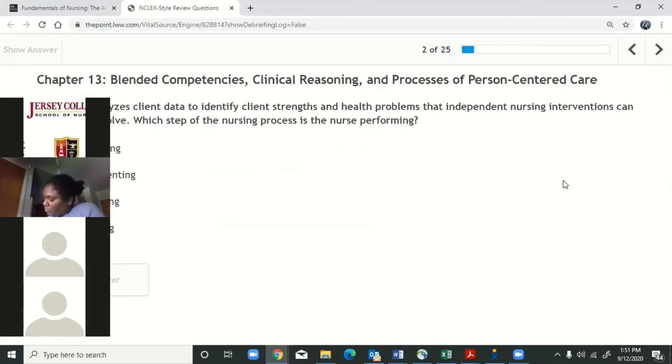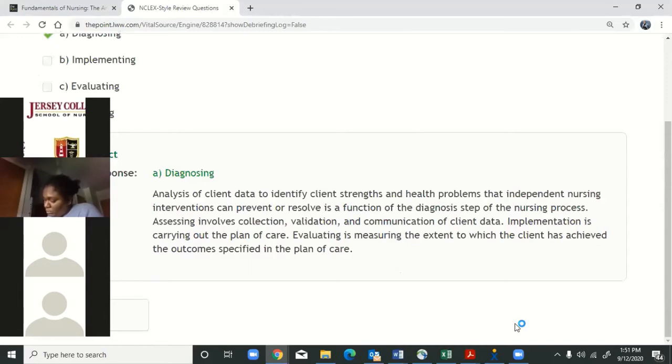Nurse analyzes client data to identify strengths and health problems that independent nursing interventions can prevent or resolve. Which step of the nursing process is the nurse performing? Diagnosis. Anybody else have a choice on that? Good job. Okay, diagnosis.